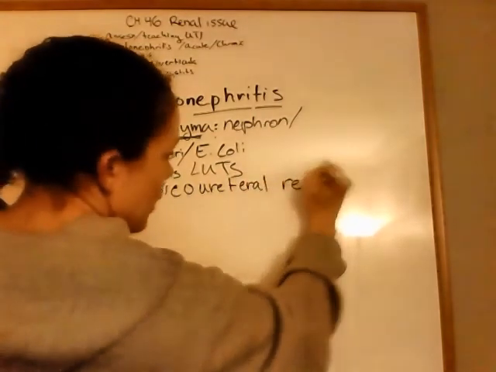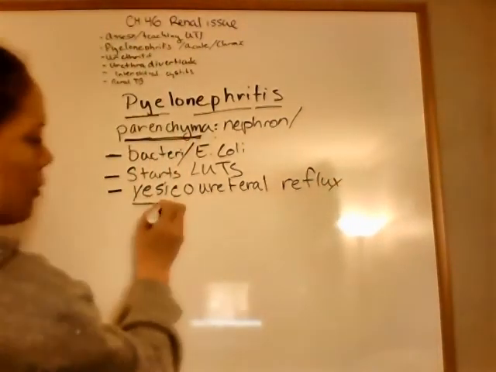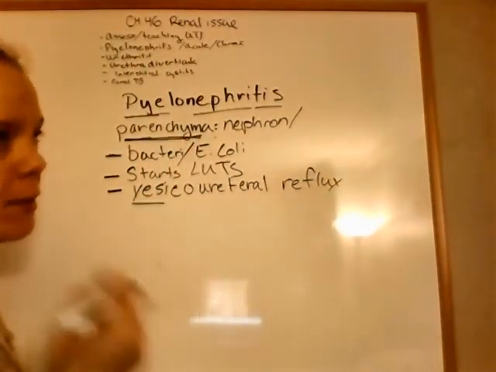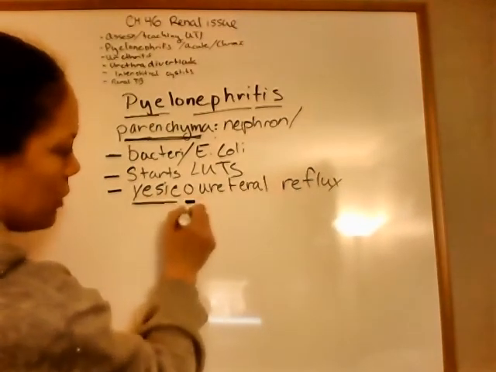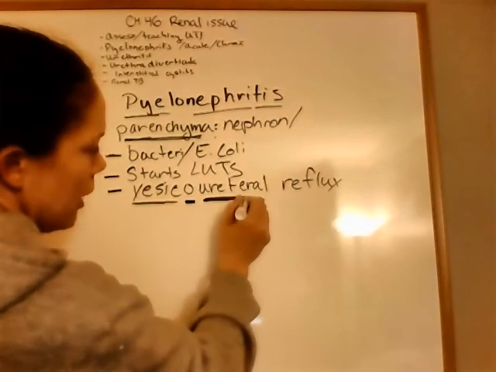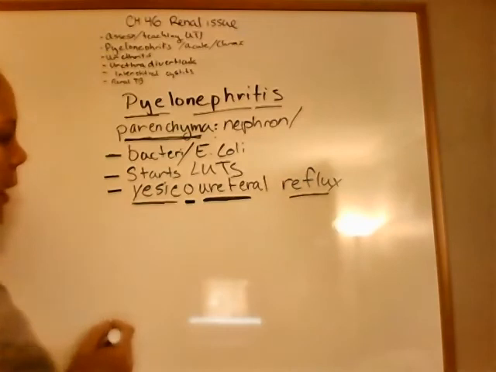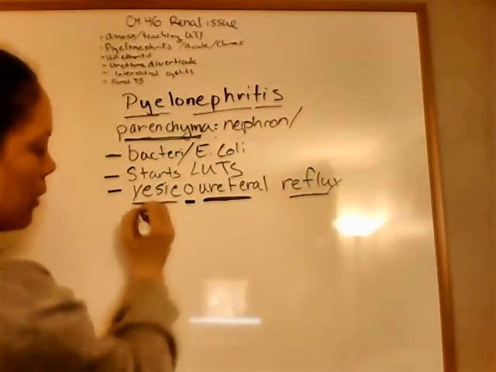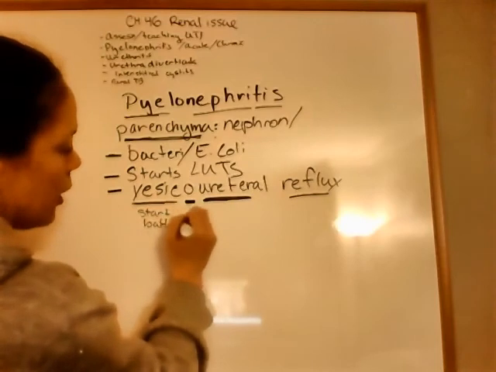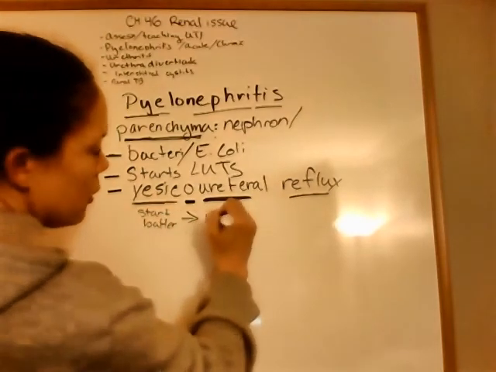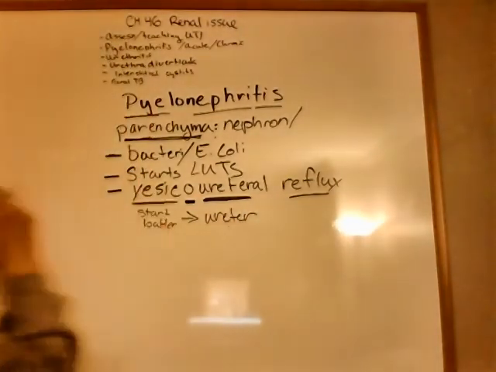Reflux. All right, let me break this down real quick. Remember they refer to the bladder as a vessel. So that's bladder, O is going to, and ureter is of course your ureter. Reflux. So what does this mean? Here's our start point. We're going from the bladder to the ureter, which we know is not correct. It should be going ureter or bladder, but anyways.